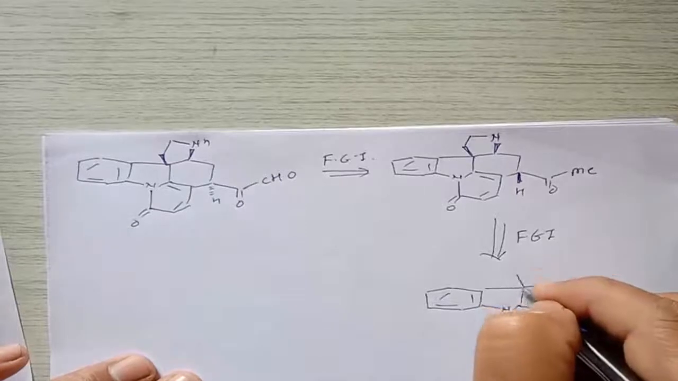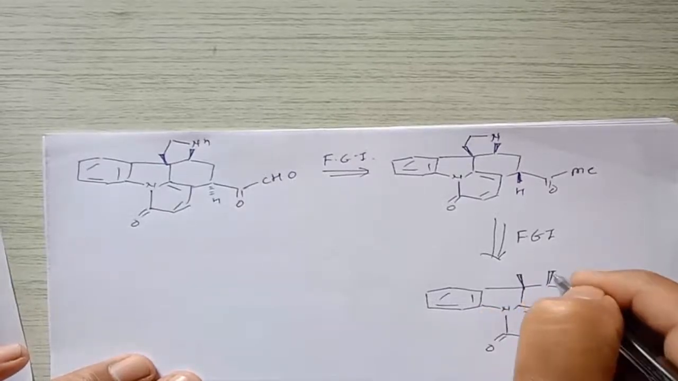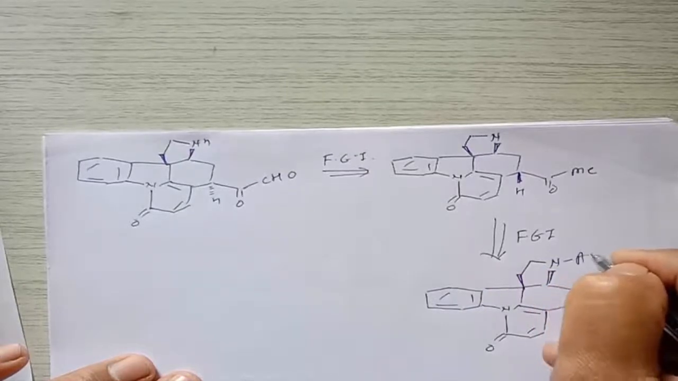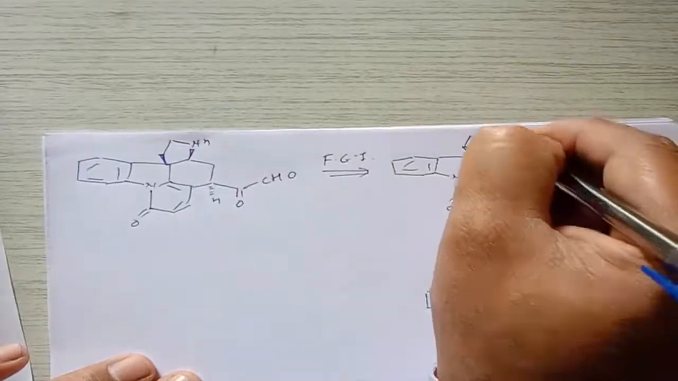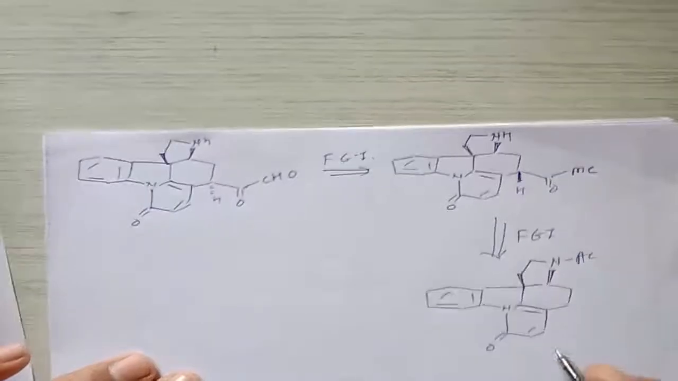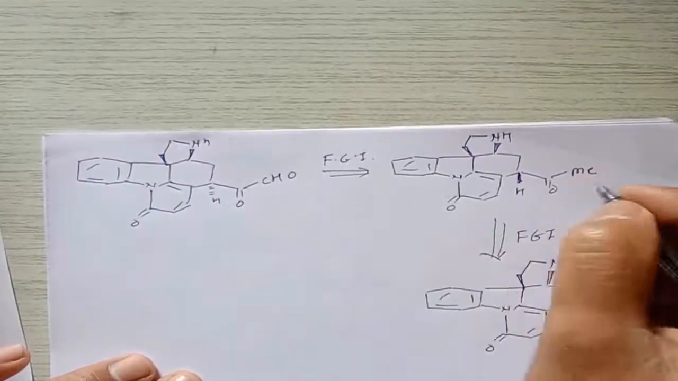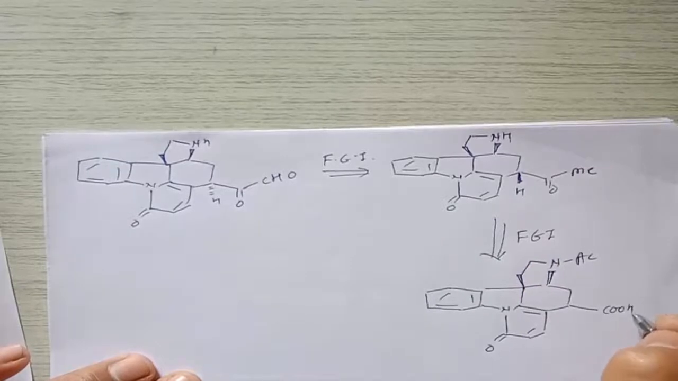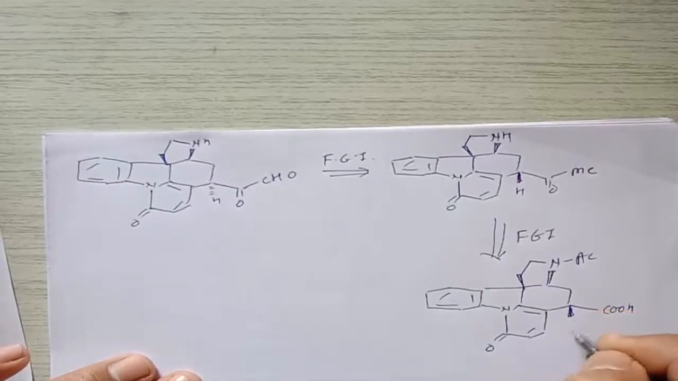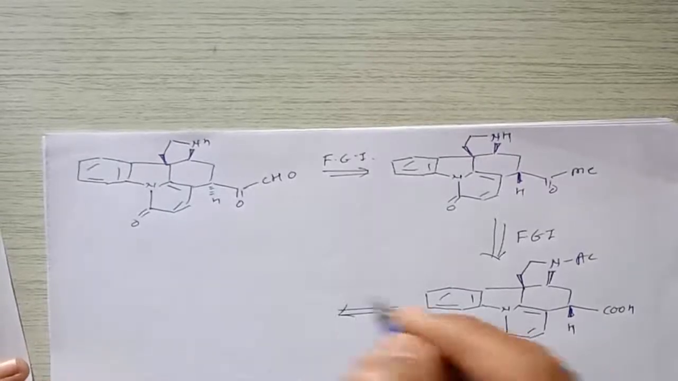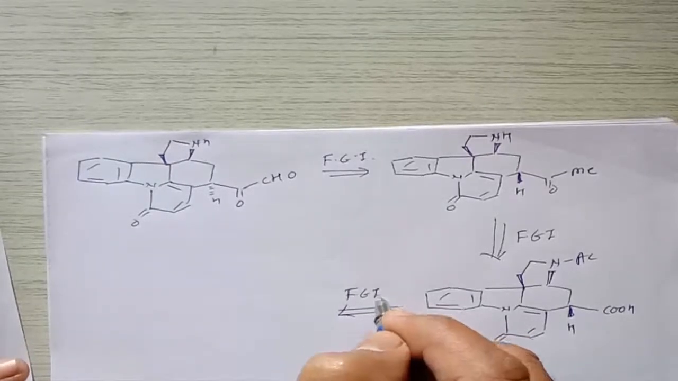Then this 5-member ring is also the same here, but we are only introducing the Ac group at this position, right? So here is hydrogen. This hydrogen is replaced by this acetate group, and this ketone group will be converted into the acid, and then this hydrogen is again the same here, right? After that we can again do a functional group interconversion.